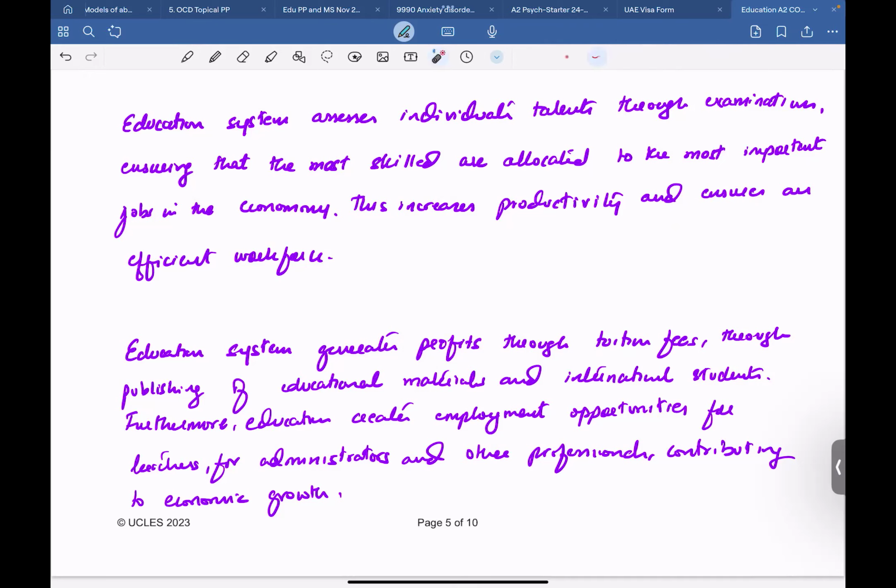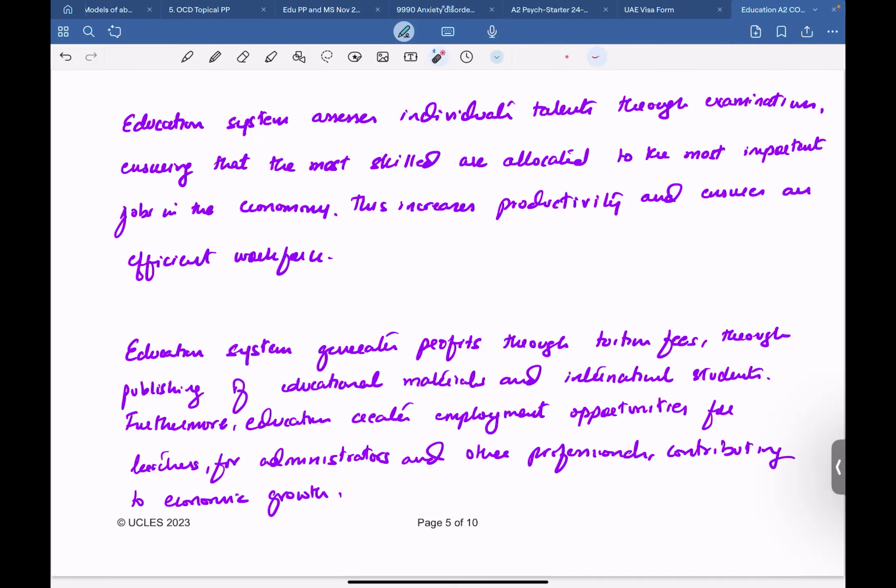Let me read this out for you real quick again. The first point over here that I wrote was education system assesses individuals' talents through examination, ensuring that the most skilled are allocated to the most important jobs in the economy. This increases productivity and ensures an efficient workforce. Number two, education system generates profits through tuition fees, through publishing of educational material, and international students. Furthermore, education system creates employment opportunities for teachers, for administrators, and other professionals contributing to the economic growth. Now, this is how you could gain a 4 out of 4 over here.